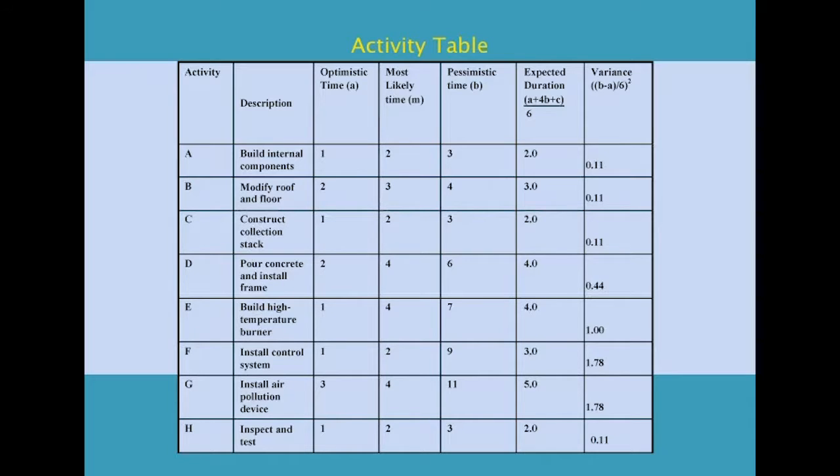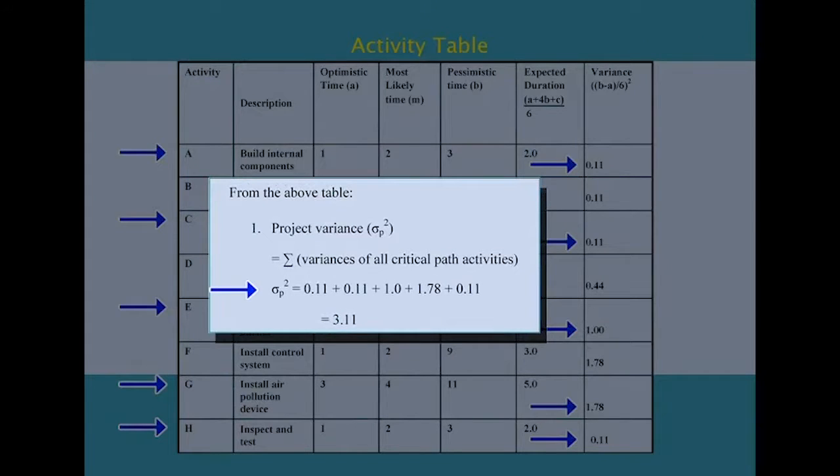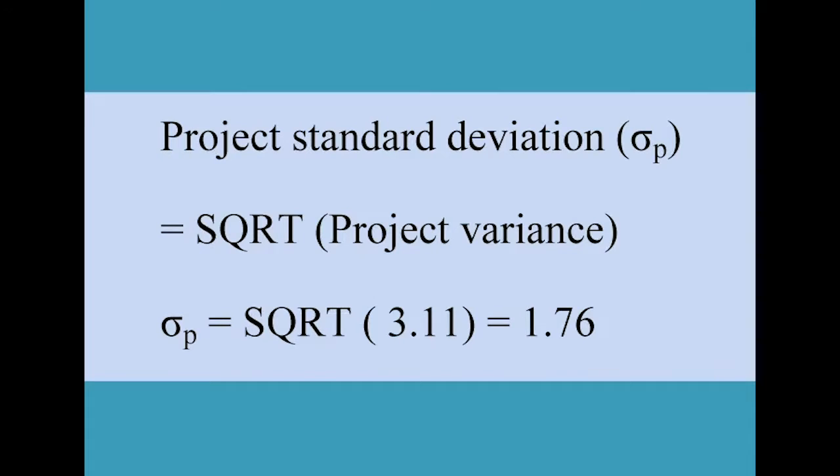So, all those activities which are in the critical path, we calculate the variances of all those in this table. We take only those activities which fall on the critical path. Hence, ACEGH, that is 0.11 plus 0.11 plus 1 plus 1.78 plus 0.11 gives 3.11, which is the project variance. Now that we have the variance, the standard deviation is the square root of it, which gives 1.76.